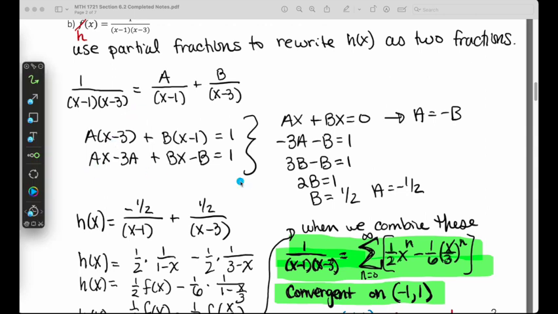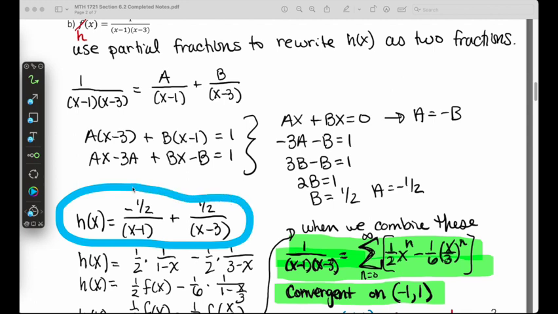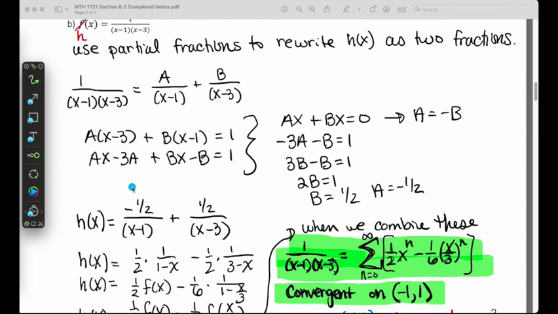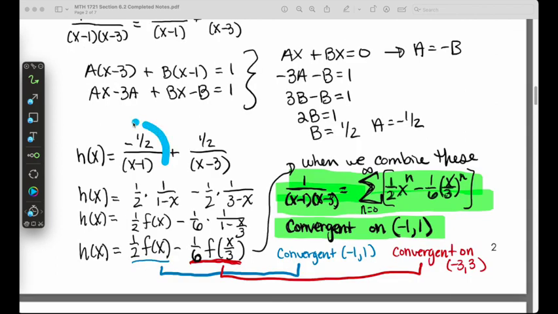Now, when I went through the process of solving for A and B, and I'll let you guys read through it here on your own, I got that B is a half and A is minus a half. So I rewrote the function h of x as 2 separate fractions that's equivalent to 1 over x minus 1, x minus 3. So now I need to rewrite each of these in terms of f of x.